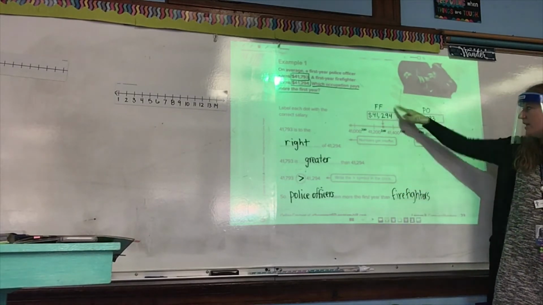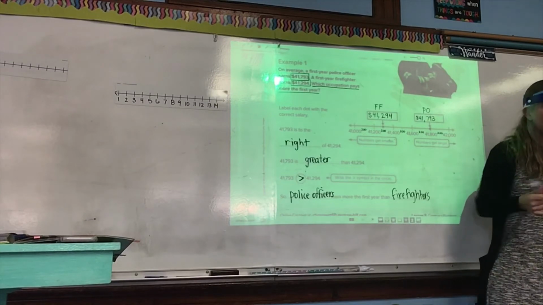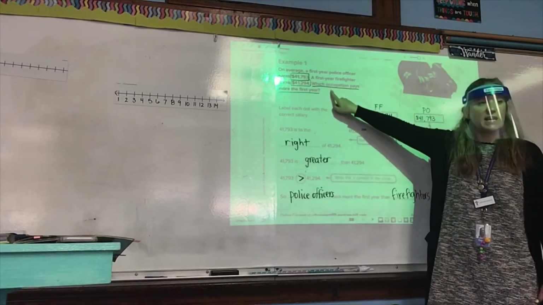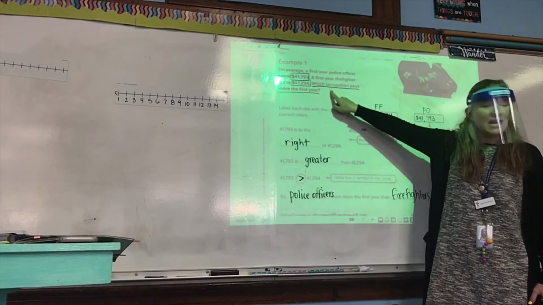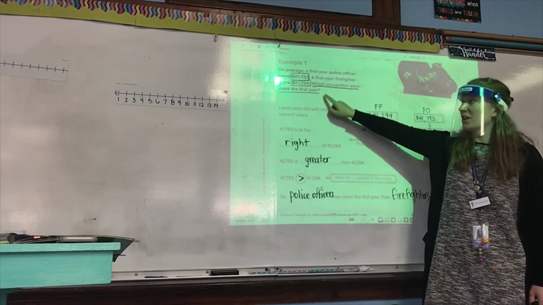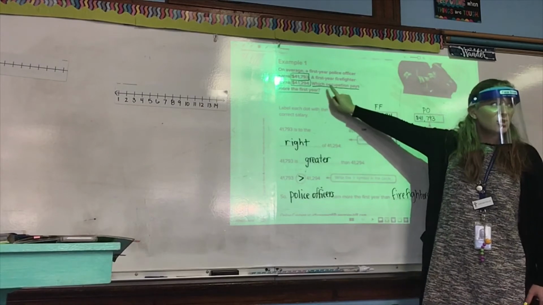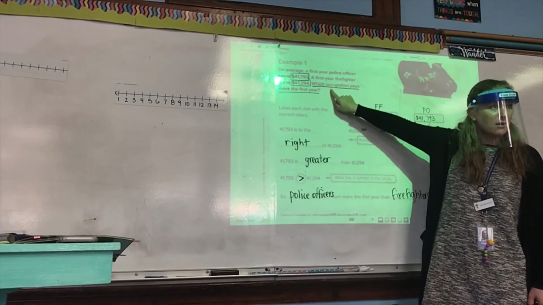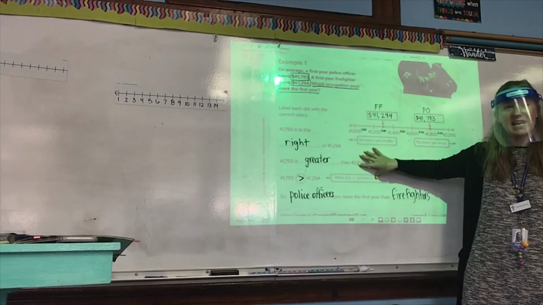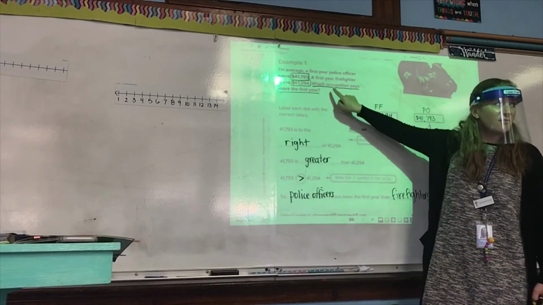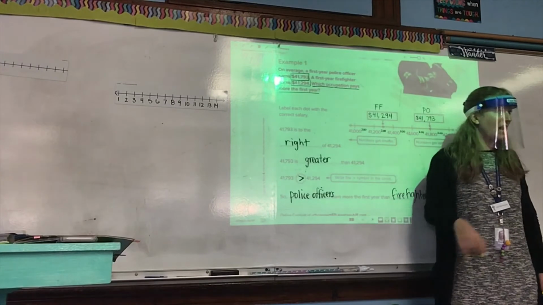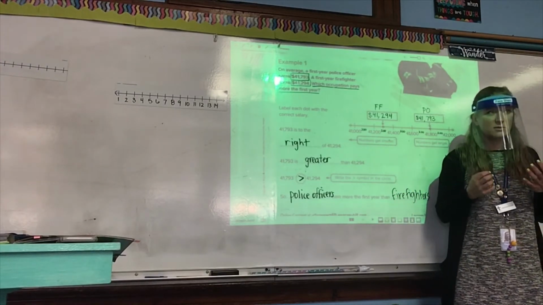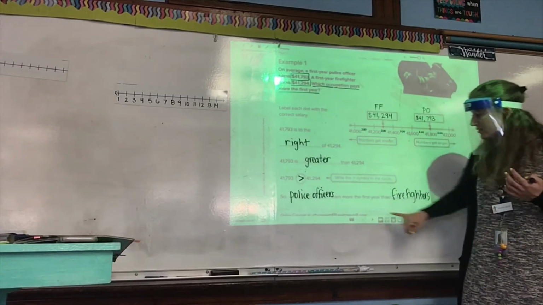Now, why did we label these? Because this question did not say which salary is greater. It says which occupation pays more the first year. So they're looking for a word in the answer, not a number. You have to use the numbers to find the answer, but the question is asking for a word. Is an occupation a number? No, it's a person, so we have to use the word.